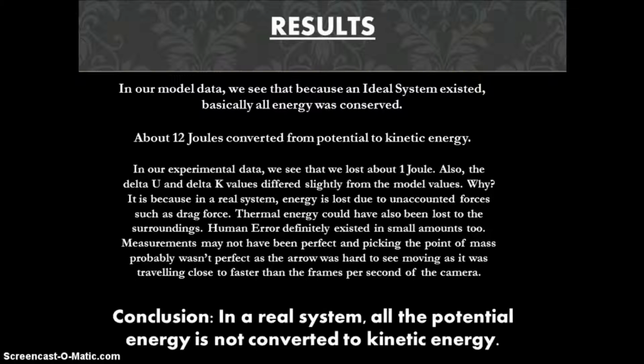Why was this? It is because in a real system, energy is lost due to unaccounted forces such as drag force. Thermal energy was probably lost to the surroundings too, and human error definitely existed in small amounts as well. Measurements were not perfect, and picking the point of mass probably wasn't perfect as the arrow was hard to see as it was traveling close to faster than the frames per second of the camera. So on Tracker, it was really hard to pick my point of mass.